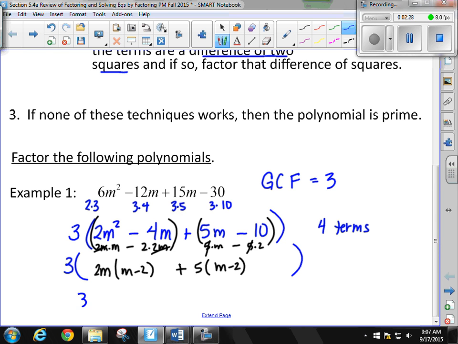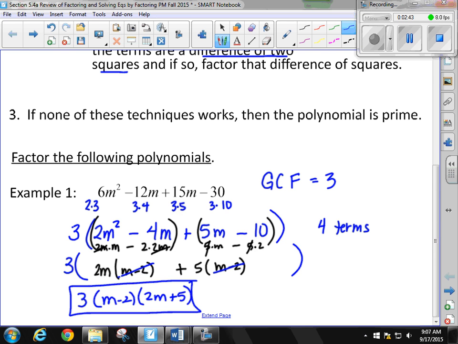Keep that 3 out in front. Now when I factor out my common factor here, I have m minus 2. And in parentheses, what's left is 2m plus 5. And now my polynomial is completely factored. Have a few more examples to do.